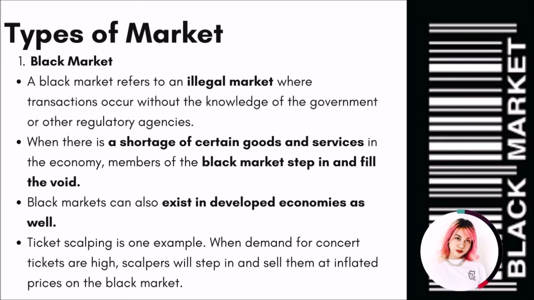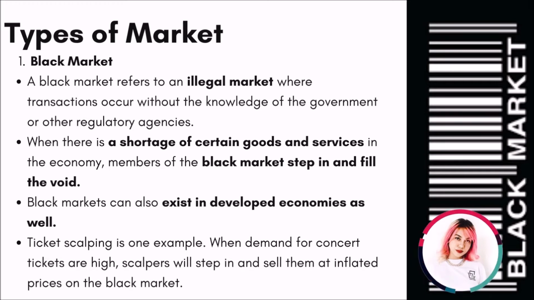First is what we call the black market. A black market refers to an illegal market where transactions occur without the knowledge of the government or other regulatory agencies. Many black markets exist in order to circumvent existing tax laws. This is why many involve cash-only transactions or other forms of currency, making them harder to track. Many black markets exist in countries with planned or command economies, wherein the government controls the production and distribution of goods and services, and in other countries that are developing.